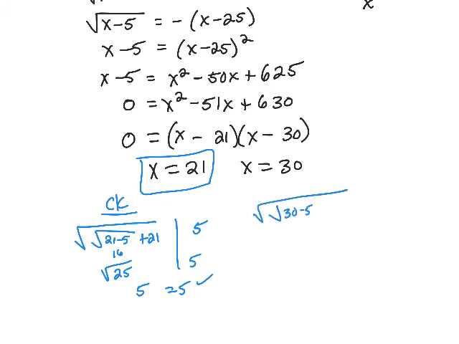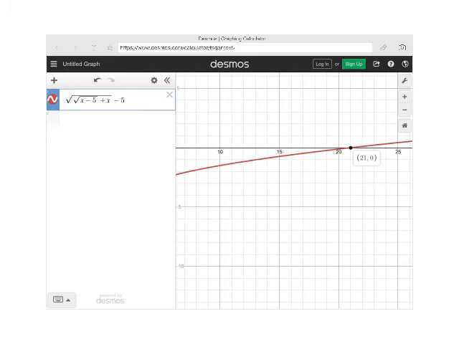30 minus 5 plus 30, that needs to be equal to 5. So that's 25. The square root of 25 is 5, so we get radical 35. No, that's not going to work. So I have one solution. So here I'm just showing you that I put in my equation, I subtracted the other side, so it's essentially set equal to 0. And you can see it crosses the x-axis at 21, so that's how you can check your answer.